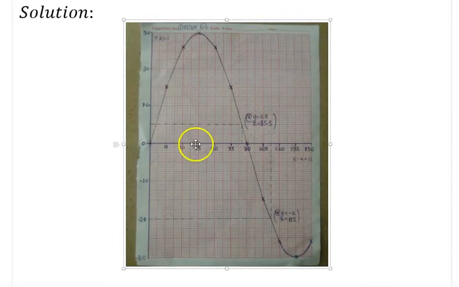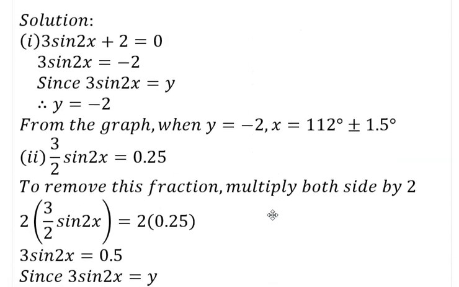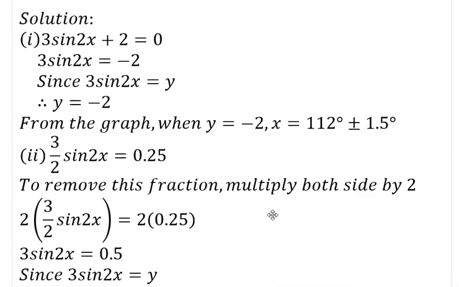So from the graph, when y is minus 2, what's the value in degrees? Let's check. This is it. Minus 2 down here, negative. So just trace it to what you have here. You will discover that it's 112 degrees when y is minus 2. You know, in this graph you still have plus or minus some value. So that's how we come about this 112 degrees plus or minus 1.5 degrees.